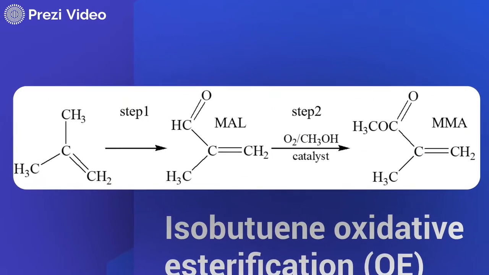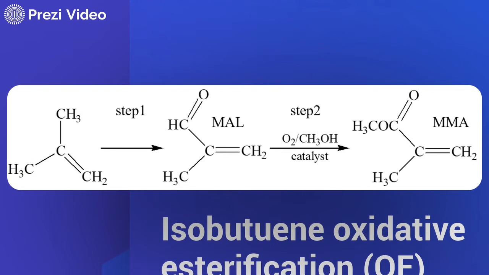First, let's take a look at the methodology. We need to use this picture again. This is isobutene OE reaction. We oxidize isobutene into methacrolein, we can call it MAL, and then esterify MAL into MMA. The step 2 will use gold catalyst, so we will focus on the step 2.